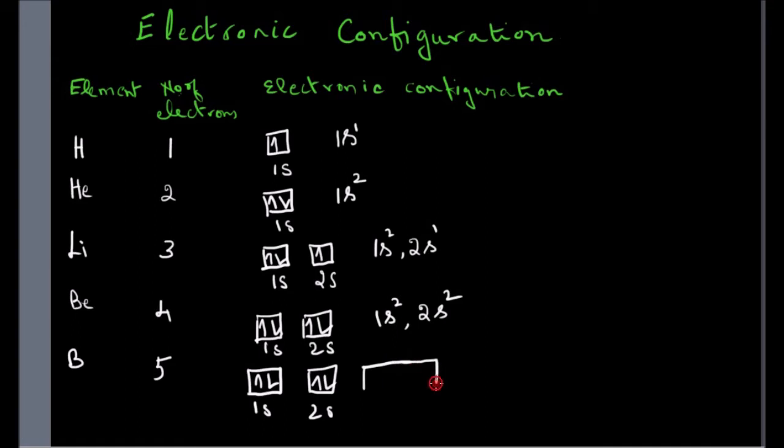2p. 2p I will represent like 3 boxes because you know 2p has 3 orbitals, 2px, 2py and 2pz. I have drawn them as continuous ones because there is no separation between them because they are orbitals of same energy. Now the fifth electron will be here. This will be represented as 1s2, 2s2, 2p1. There is no comma in between the 2s and 2p because they are in the same shell.